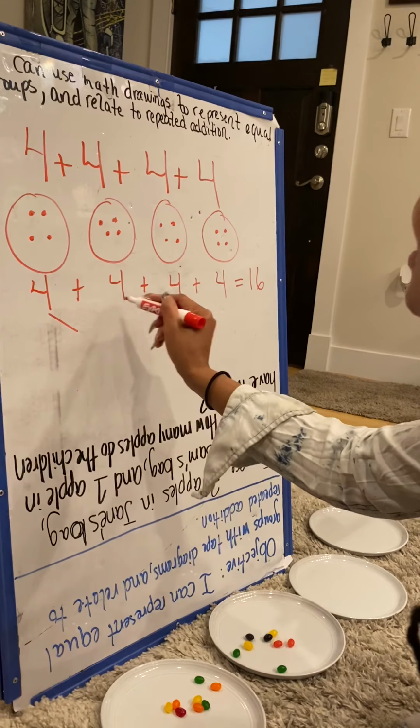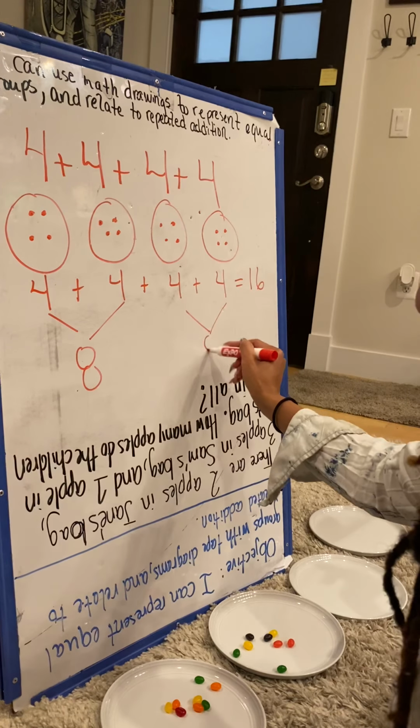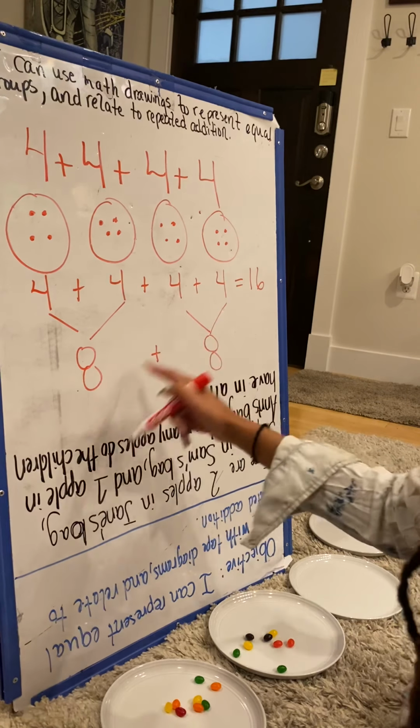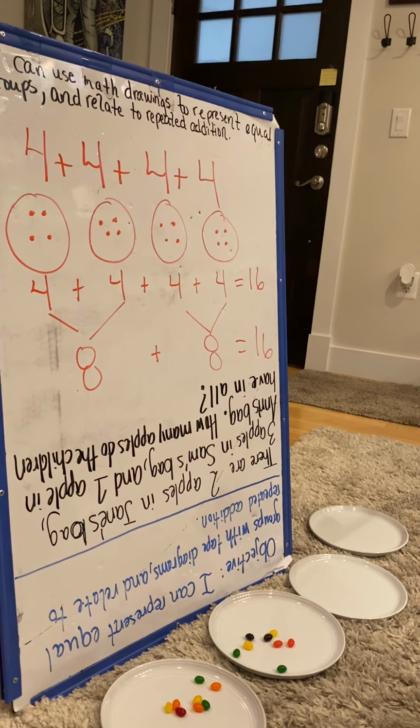So then I added these 2 together. I got 8. I added these 2 together. I got 8. And then I added my 2 8s and I got 16. So you can see the number bonds that I drew underneath to show how I bundled.